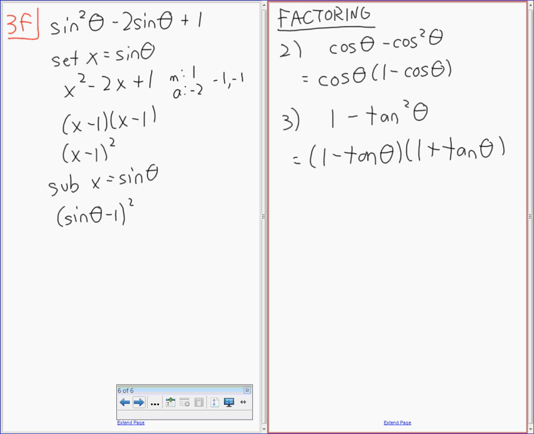So let's say you had something like this, all over sine theta minus 1. You think, well, you have to get things to cancel, right? You can only cancel things after you factor. Yes?